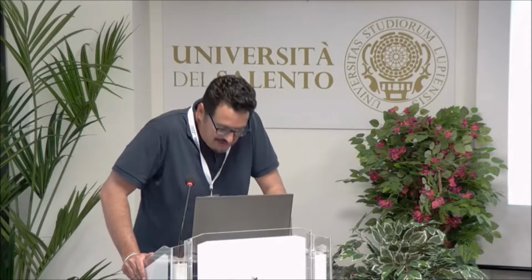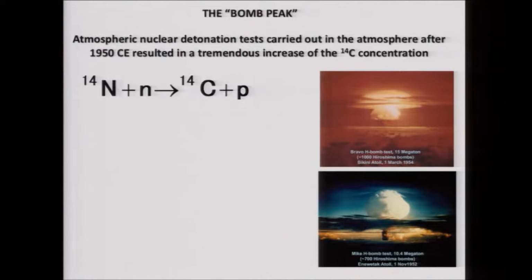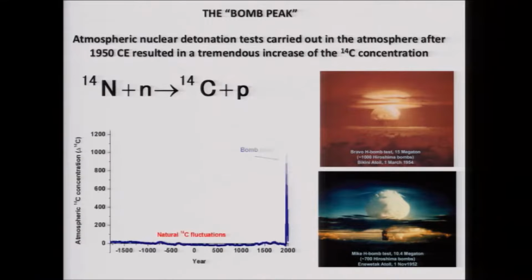This slide has already been shown, so I will go very fast. We know that the nuclear detonation tests carried out after the Second World War released a huge amount of neutrons, which, by interacting with atmospheric nitrogen, produced C14 at ground level, not in the troposphere as usually happens. This is quite an impressive picture for those used to talking about C14, because Tim was also talking about the natural fluctuation of C14. C14 concentration in the atmosphere has not been constant over the centuries and millennia, but here you see that what we have done, in a very quick way, is tremendous.